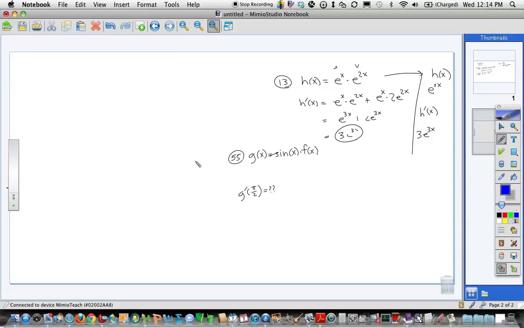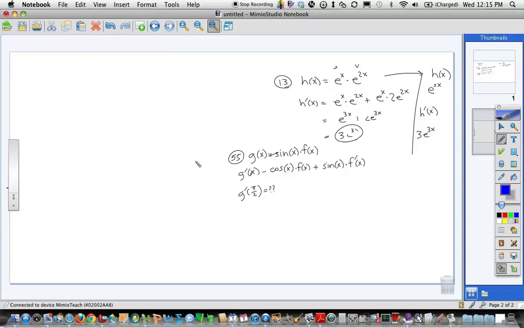Before I can find g prime of pi halves, I need a place to plug in the pi halves. I need g prime of x. Since this is a product, I'll have to use the product rule. So what does the product rule say the derivative will be? Cosine of x times f of x left alone, plus sine of x times the derivative of f, which is f prime of x. Take turns. Product rule. Now, how do I find g prime of pi halves? I plug in pi halves everywhere.